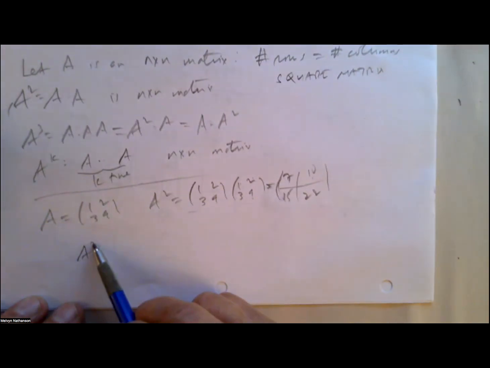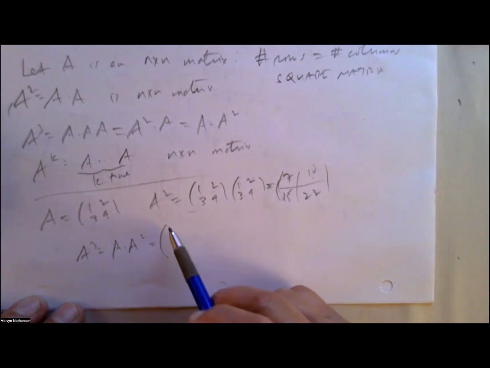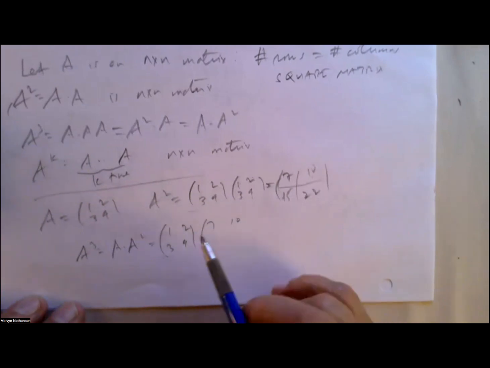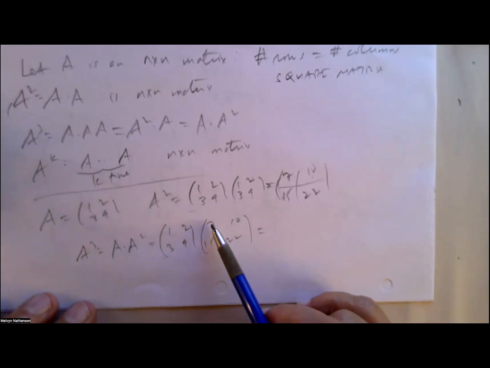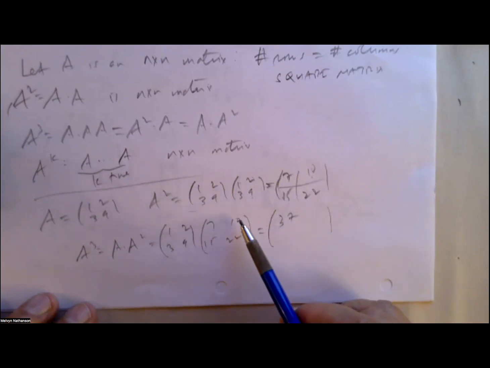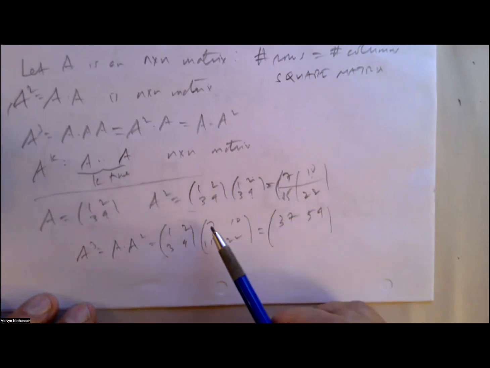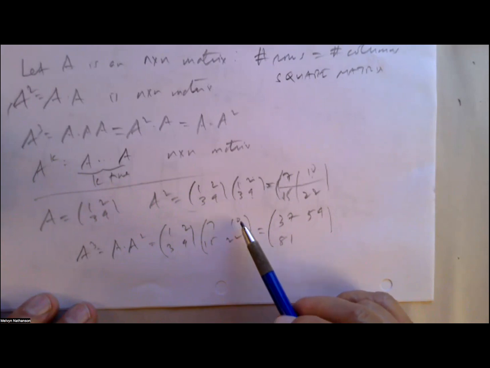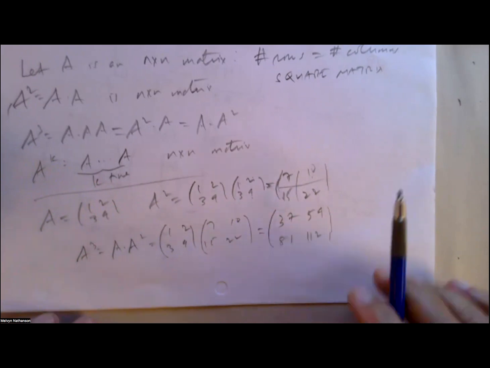What's A cubed? A cubed is A times A squared. A is 1, 2, 3, 4. A squared is 7, 10, 15, 22. So when you multiply, you get 7 plus 30 is 37. 10 plus 44 is 54. 21 plus 60 is 81. 30 plus 88 is 112. So this is A cubed.